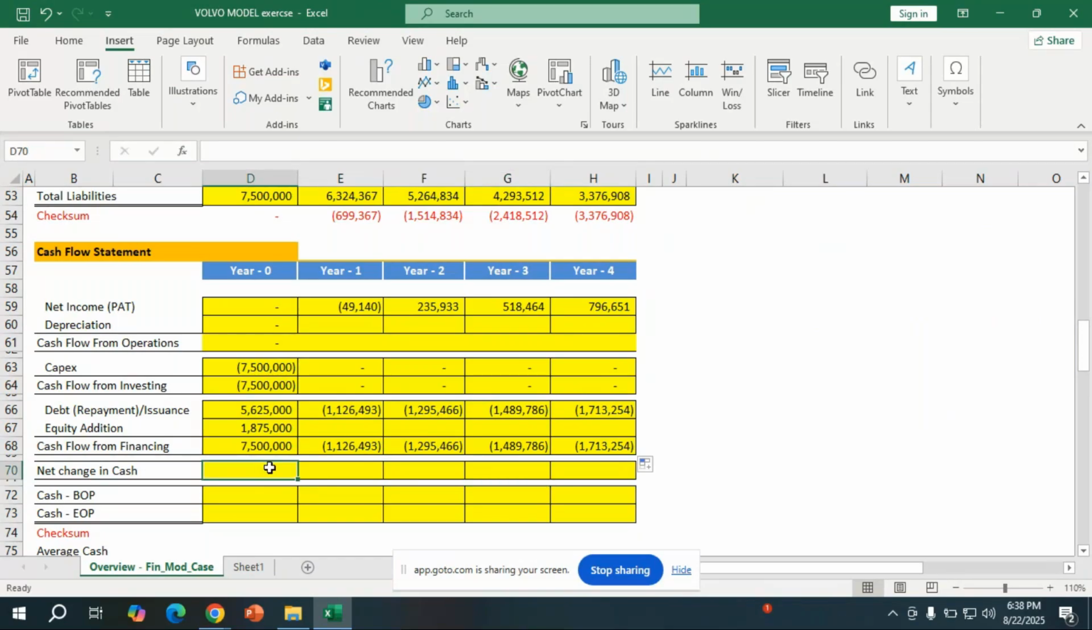So what is the net change in cash? Sum of all your cash flows. Okay, right? So equals to cash flow from the operations plus cash flow from the investing activities plus cash flow from financing activities. So it is 0 for year 0. Next, the same thing. If I do it here, I get how much? 11,26,493.